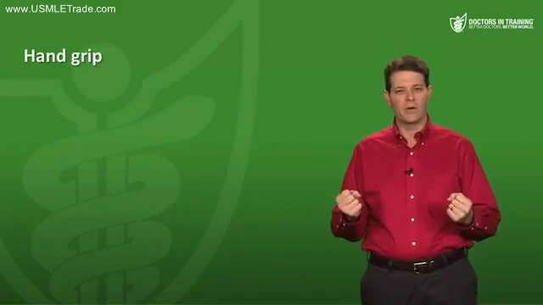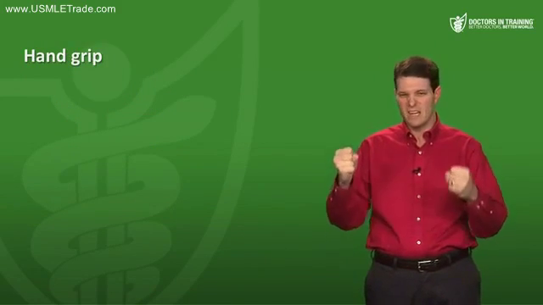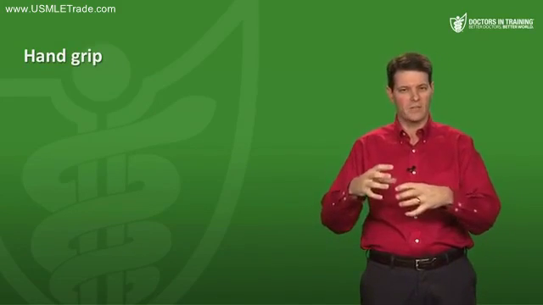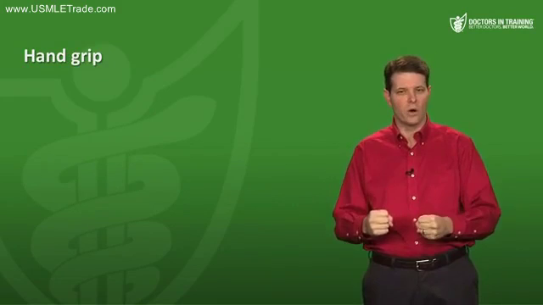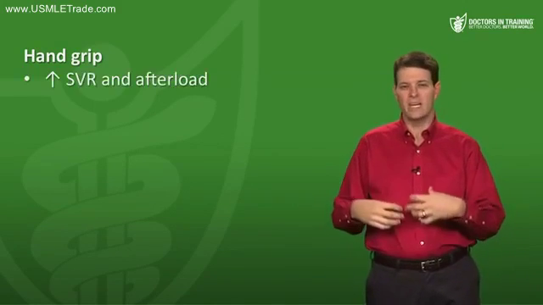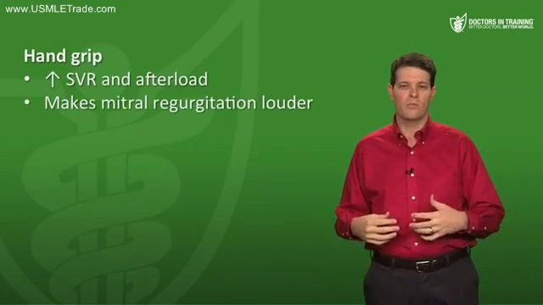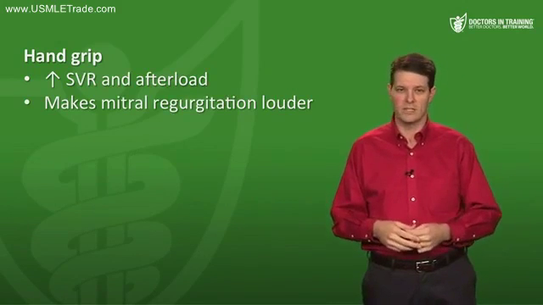Another maneuver is hand grip. So you tell the patient to make a tight fist and hold it for 60 seconds. Now, when all those muscles are contracted, they kind of clamp down all around the arteries in the forearm. And that increased tension will increase systemic vascular resistance and increase afterload. And that makes the murmur of mitral regurgitation louder, as we're going to see.